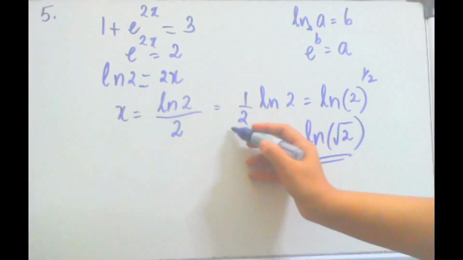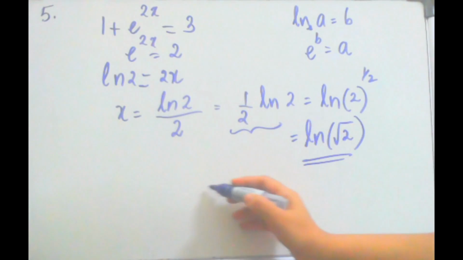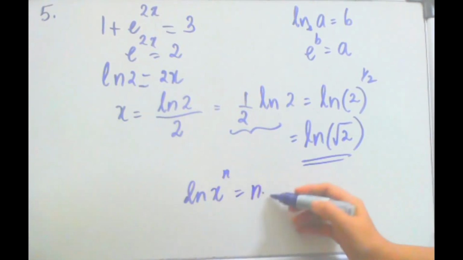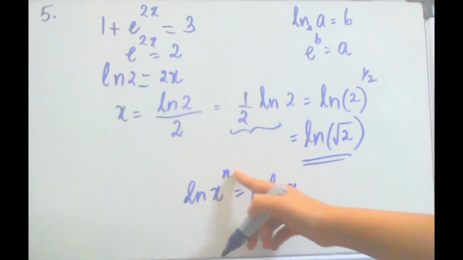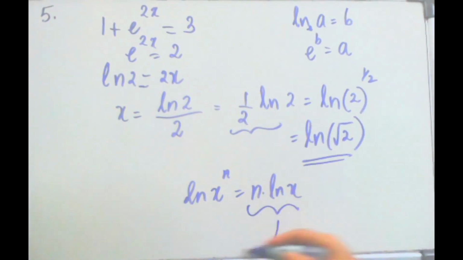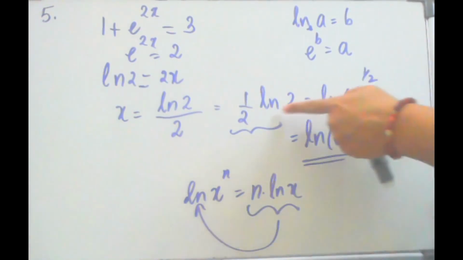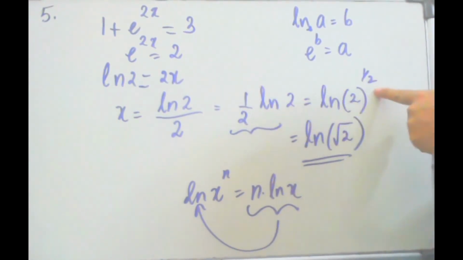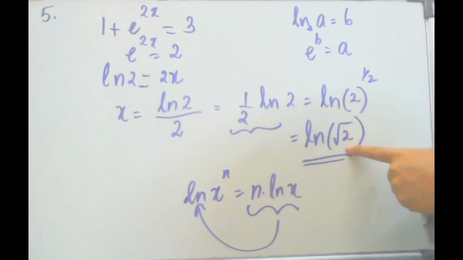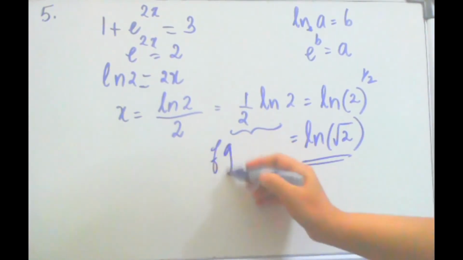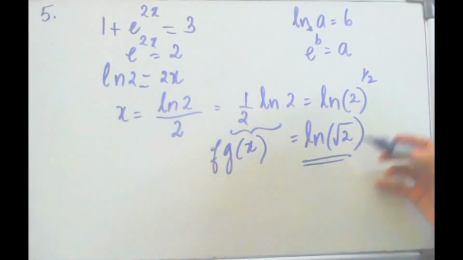Note that we used a formula here which says ln of x power n is always n into ln x. You can bring this index down and write n ln x. If it is in this form, we can write it the other way, which we are using here: the number that is multiplied, we bring it to the power. So 2 power half is nothing but square root 2. So the answer is x is equal to ln square root 2.